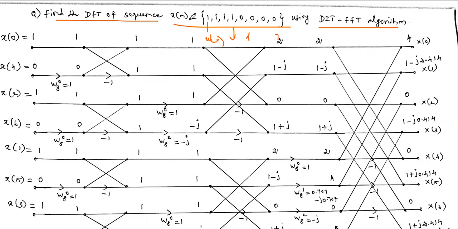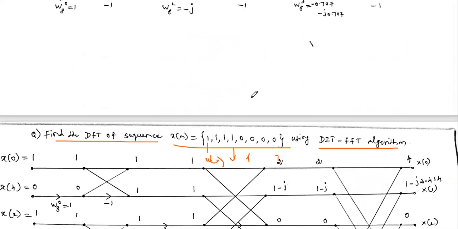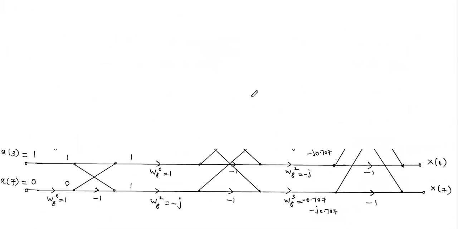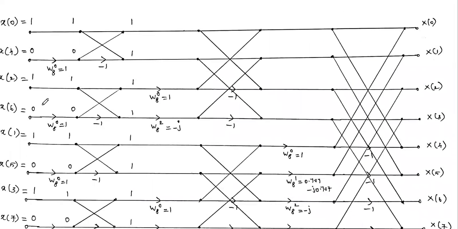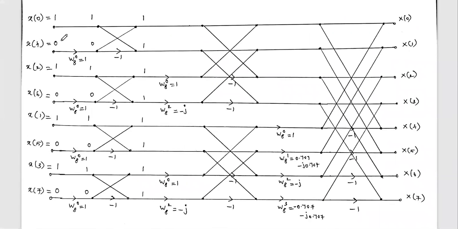Okay, so this is the x of n value. We have to apply this x of n value to our butterfly diagram. You see here, this is our butterfly diagram. In that, what is the first line? The first line we have to apply x of 0. Then x of 4, x of 2, x of 6.